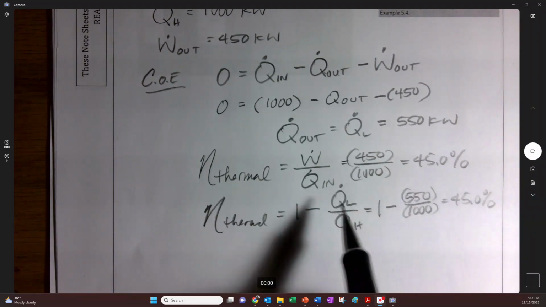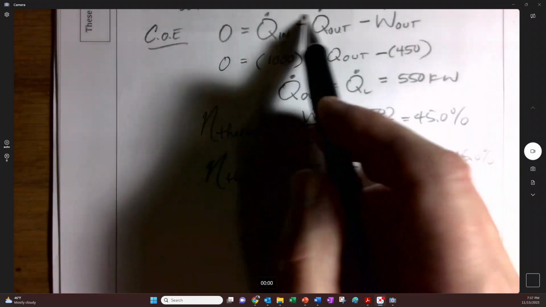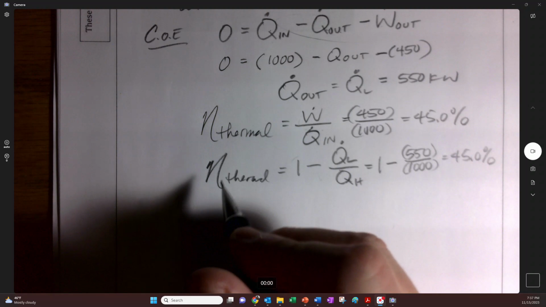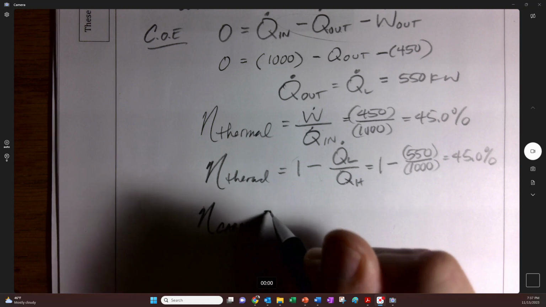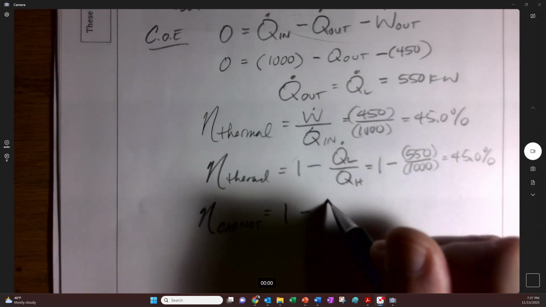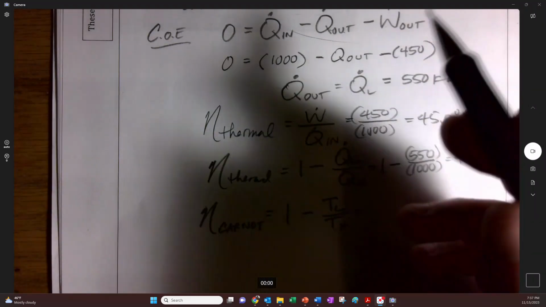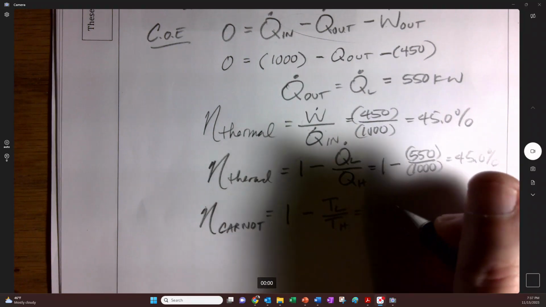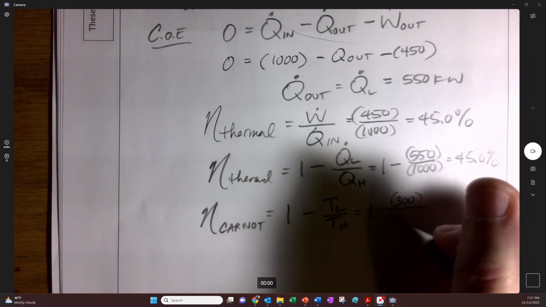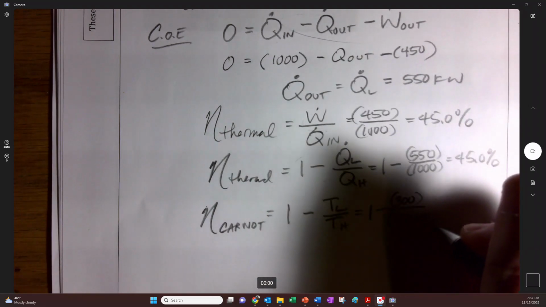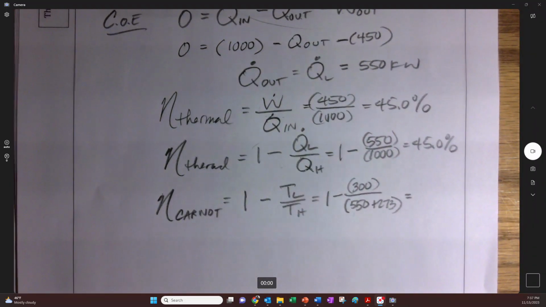I just want to remind you that these are the same concepts, just a matter of convenience because of the information given up here. We're going to the Carnot now. The Carnot efficiency can be found from the temperatures: 1 minus TL over TH. Remember, they both need to be in Kelvin. For whatever reason, they gave one in Kelvin, 300 Kelvin, but the other was 550 degrees Celsius, so we need to add 273 to that.